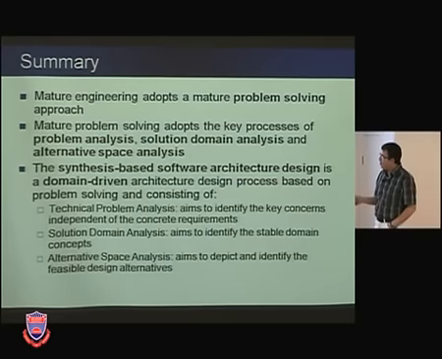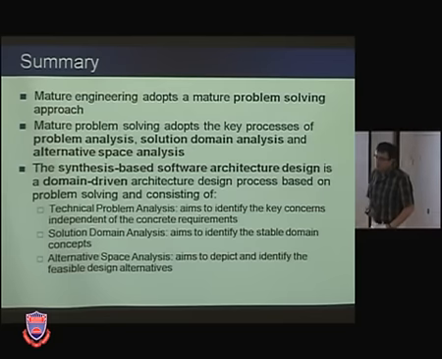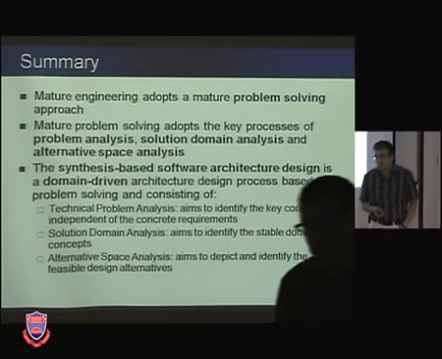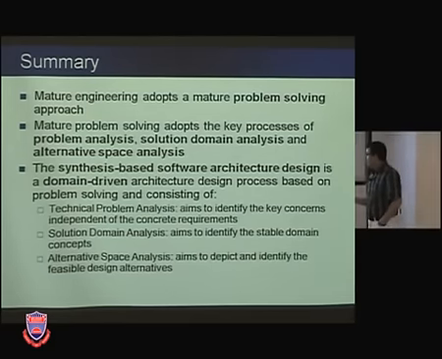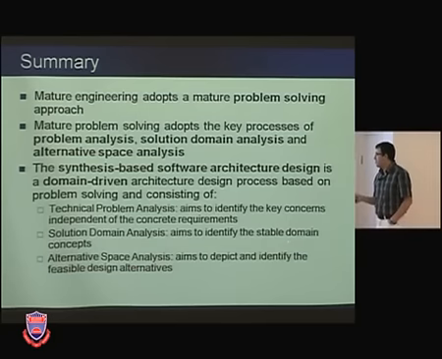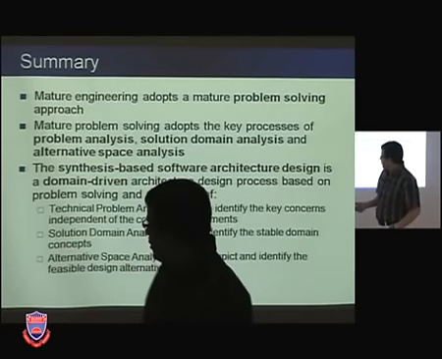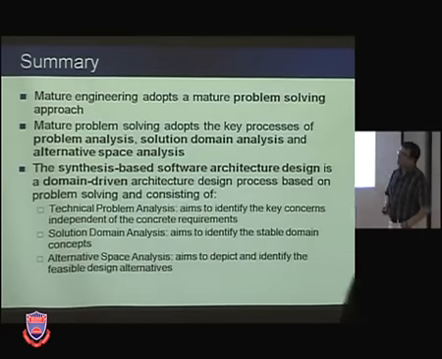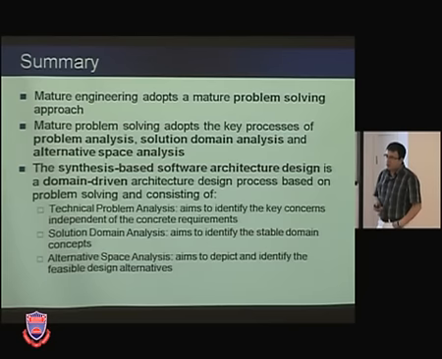As I've explained so far, technical problem analysis aims to identify the key concerns independent of the concrete requirements, where we look at stakeholders, the domain and quality. In solution domain analysis, we identify the stable domain concepts by a process of domain scoping and domain modeling. In the alternative space analysis, we will look at the architectural design alternatives and define the feasible alternatives.